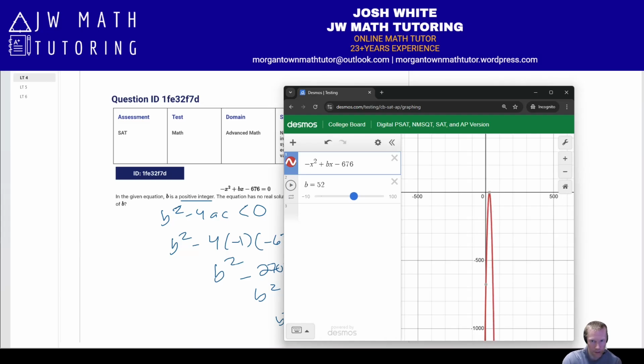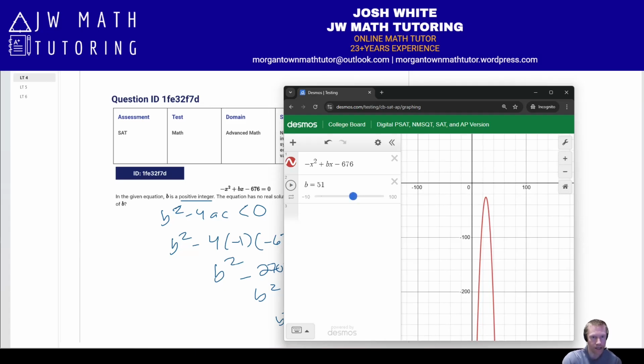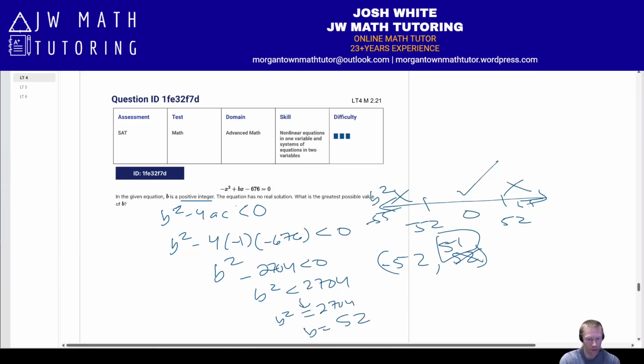Oh, so now you're basically looking for what's the highest value I can make b such that it does not cross the x-axis. So 51 does not cross. 52 does cross. Well, I mean it touches, but it gives a real solution. Therefore 52 is not the answer, but instead it's 51. So that's how you could solve this in Desmos just using a slider.